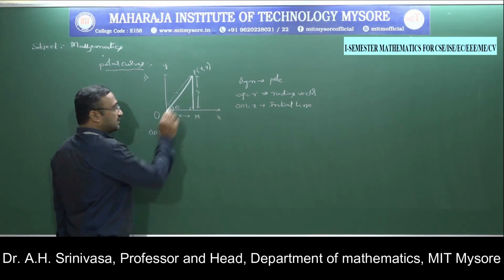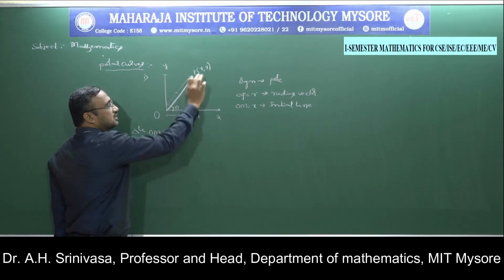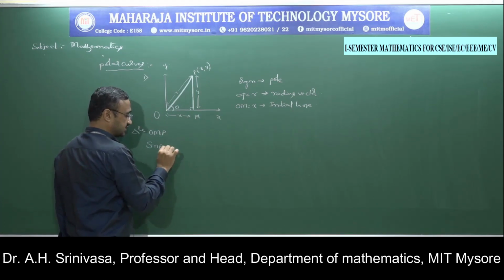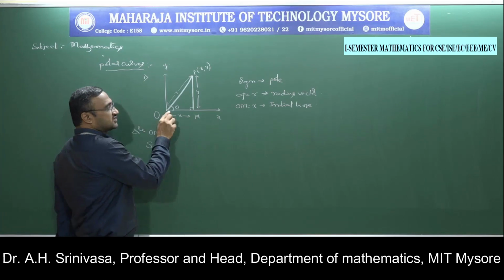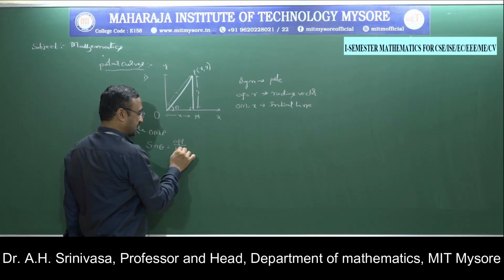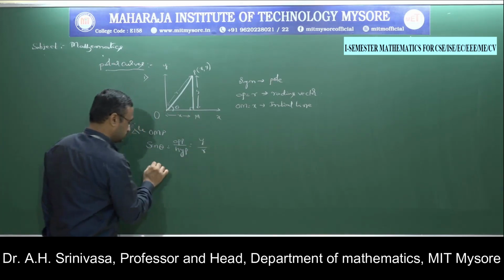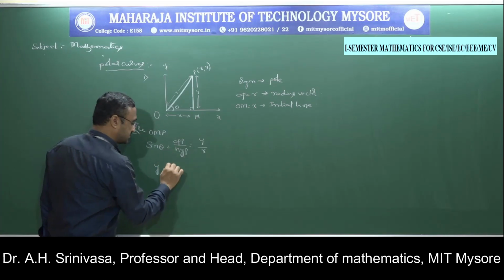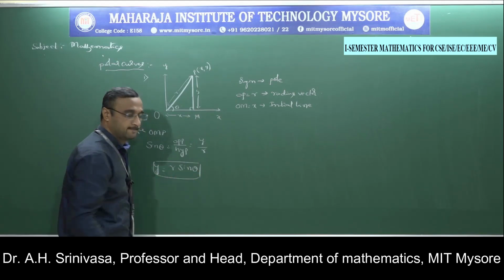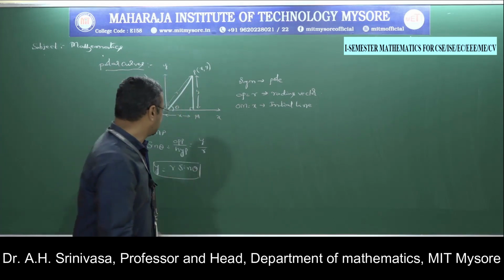In the right angle triangle OMP, I want sin theta. We know that sin theta is opposite by hypotenuse. What is your opposite? It is y by r. We make a cross multiplication and get y equal to r into sin theta. We get one of the coordinate values: y equals r sin theta.